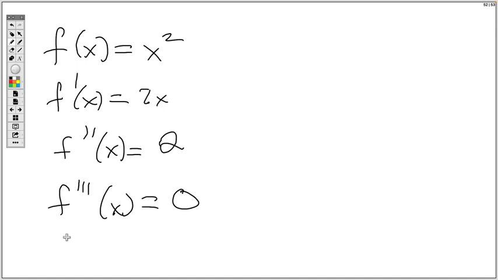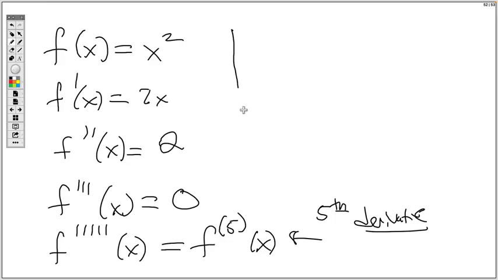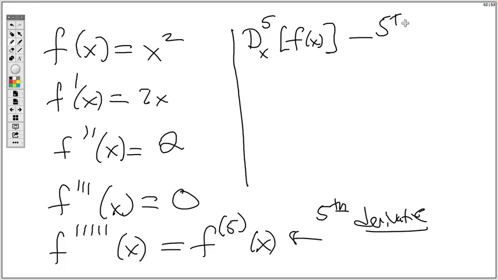Now, normally, if you get to more than 3 primes, it just starts looking ridiculous. You follow? Like if you wanted the fifth derivative, 1, 2, 3, 4, 5 primes, that just gets weird. So often you'll see f parentheses 5. That'll mean the fifth derivative. That's one way that they can do higher order derivatives. Another way is you could use the fifth power on the operator here. This would also mean the fifth derivative.